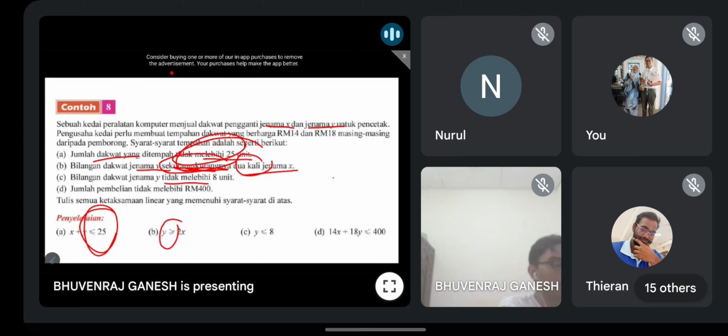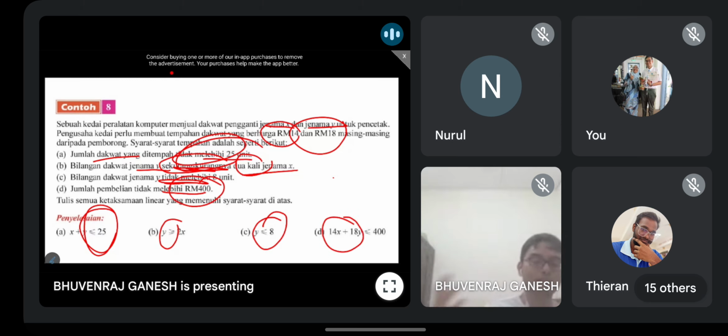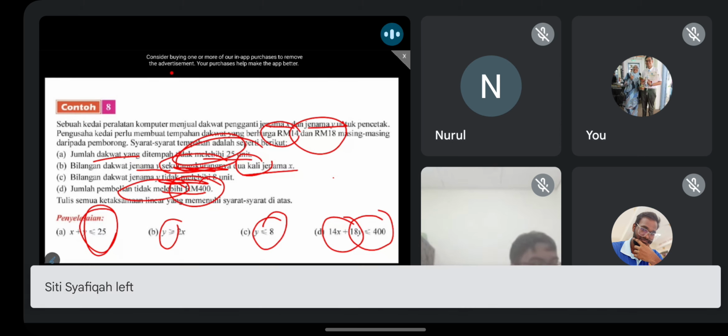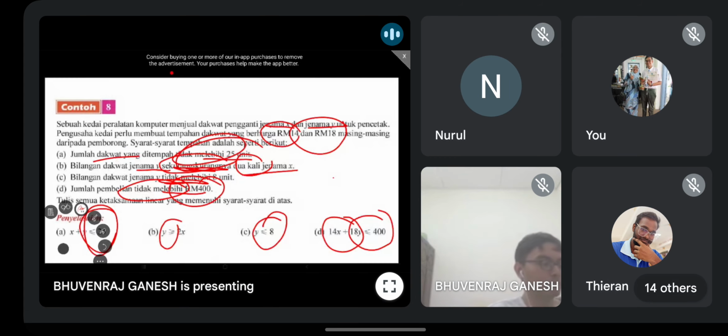Okay. And then tidak melebihi. This one is something like at most also. So it's less than or equal to. And then this one also same. Jumlah pembelian. For jumlah pembelian, you must consider the price, guys. Of course, because the quantity they are comparing here is the price. So your left hand side of the inequality should also be comparing price. Then only it's a fair comparison, right? So 14x plus 18y will be less than or equal to 400 because tidak melebihi. Okay, I think this is the last part for the simple ones.